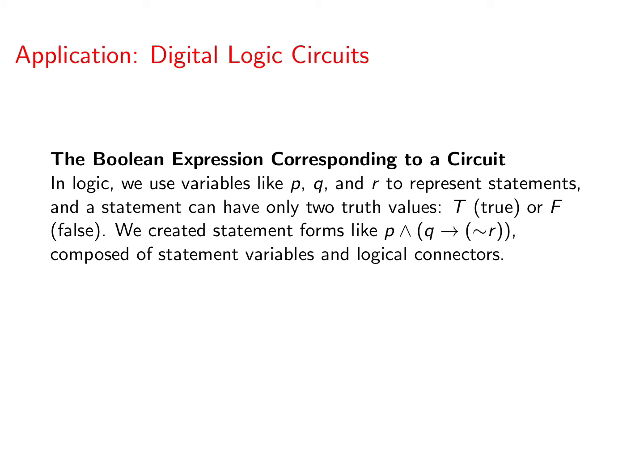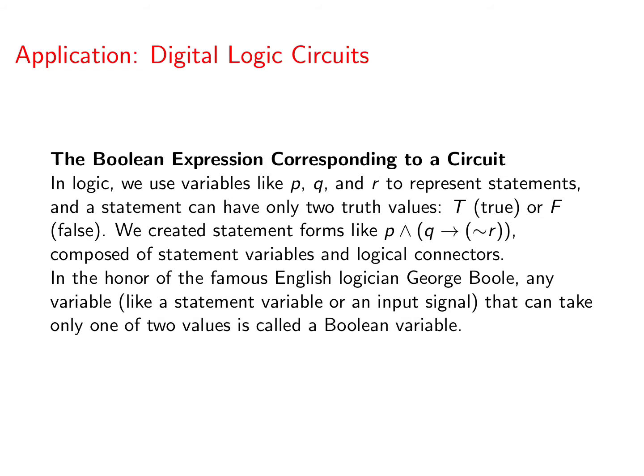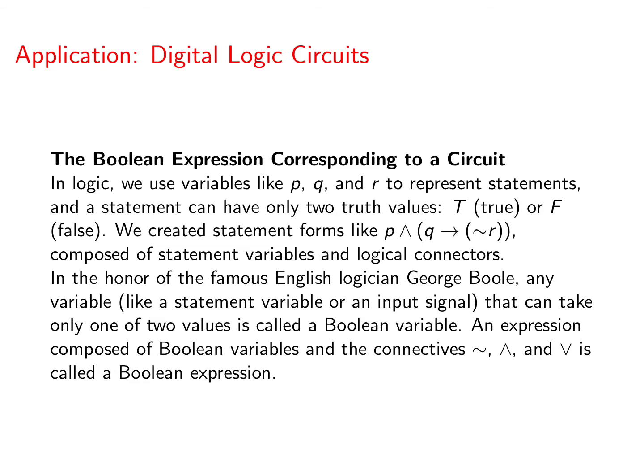And we created statement forms like p and, in parentheses, q implies not r. And they were composed of statement variables and logical connectors. Now, in honor of the famous English logician George Boole, any variable, like a statement variable or an input signal that can take only one of two values, is called a Boolean variable. An expression composed of Boolean variables and connectives like not, and, or is called a Boolean expression.